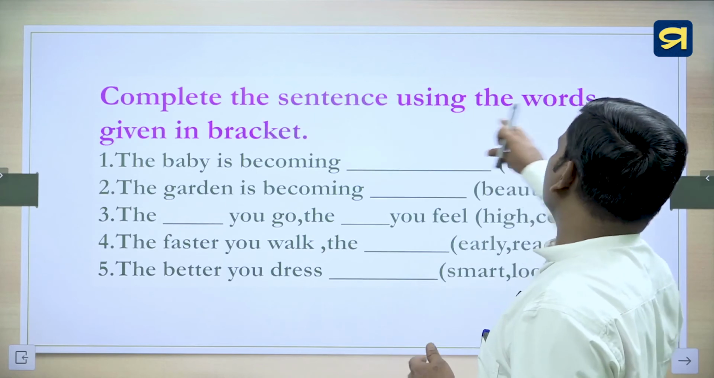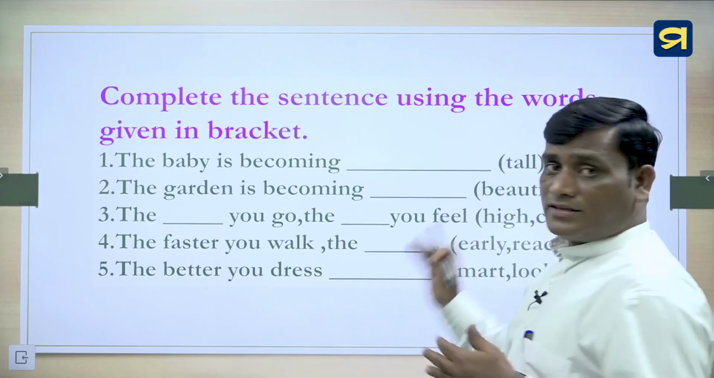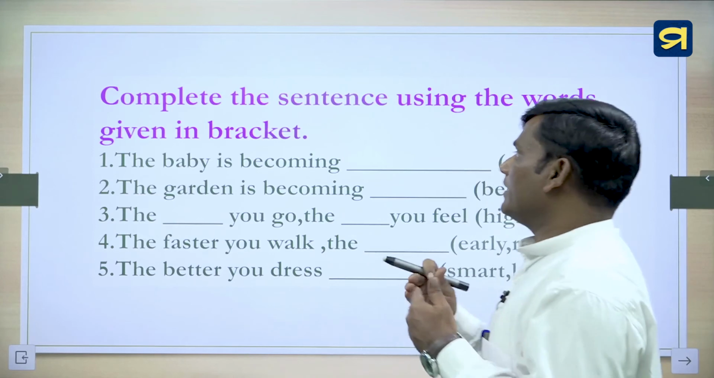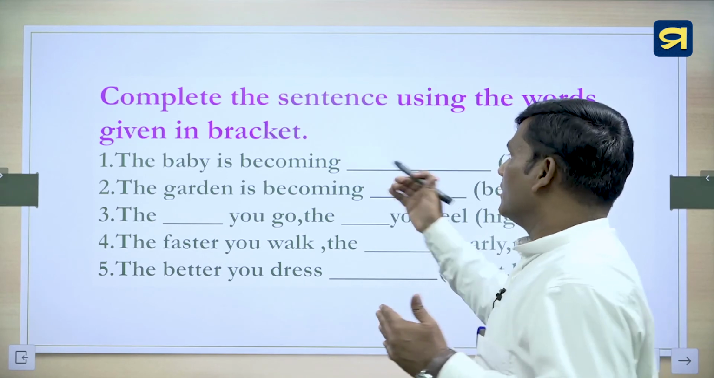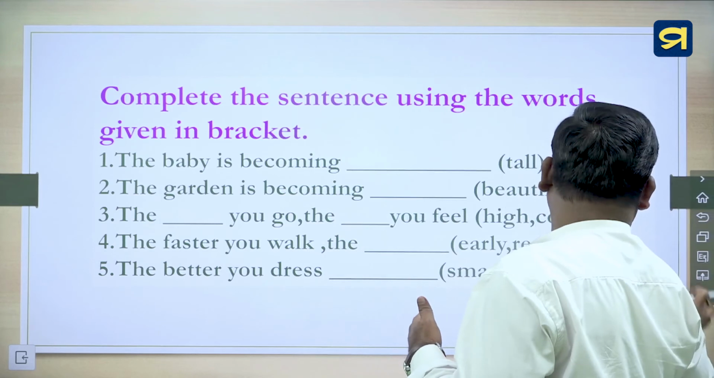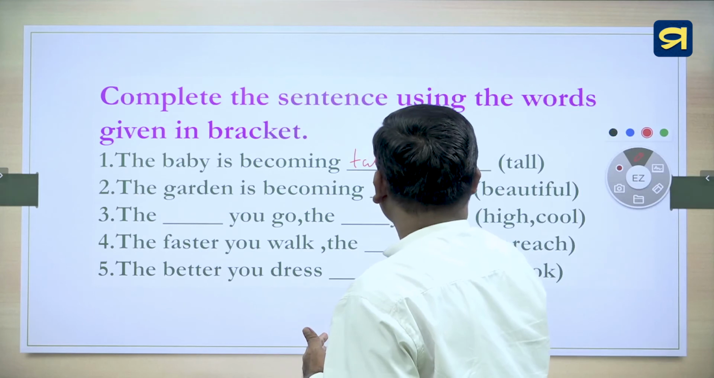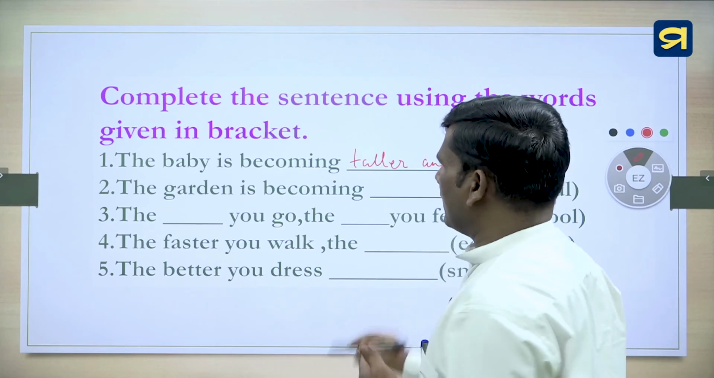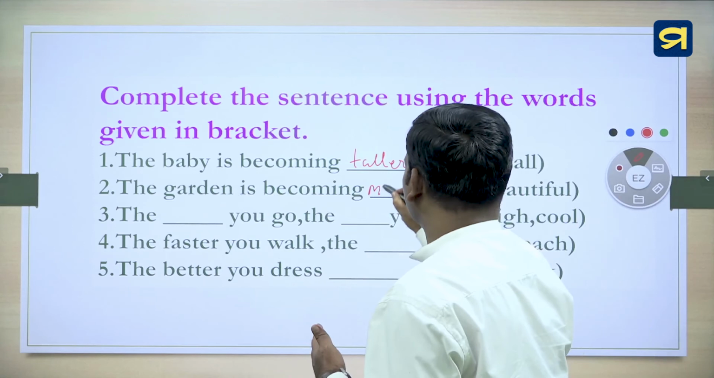Okay, complete the sentences using the words given in the brackets. The baby is becoming dash. Tall is given. We have to use a double comparative here. So what will be the answer? The baby is becoming taller and taller. Similarly, the garden is becoming beautiful. What will be the answer?